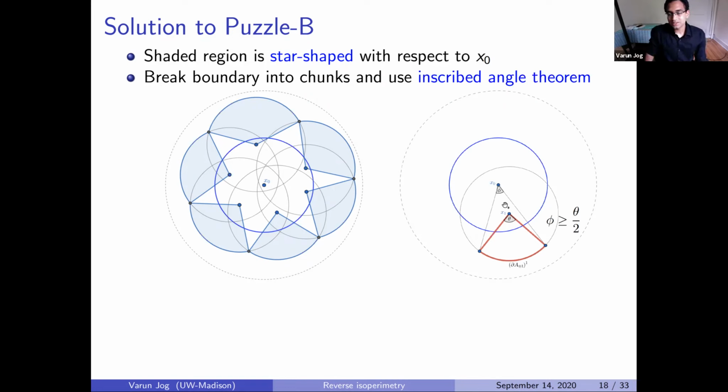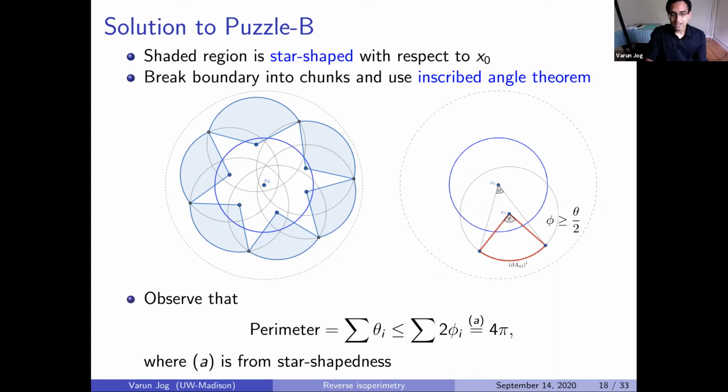Then I use the inscribed angle theorem. Let's say I'm looking at the lowermost chunk in the figure. The angle subtended at its center is theta, and the angle subtended at the original x0 is phi. It's really easy to show that phi is actually greater than theta by 2. If x0 happened to lie on the boundary of this circle, you would have got an equality. But since x0 is inside, you get an inequality. And the original perimeter is just the sum of all these thetas.